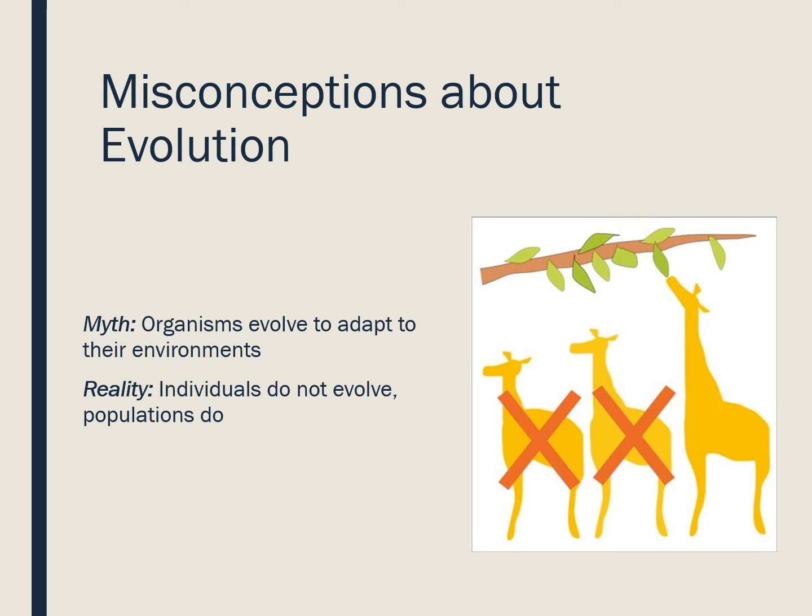Another myth: organisms evolve to adapt to their environment. In reality, individuals do not evolve, populations do. So again, the long-necked giraffe was able to pass on its traits. It had a mutation, passed on its traits, the population evolved by killing off those ones that couldn't get food, and the offspring that could get food because of their long necks survived. So our population changed and evolved over time, but the individual did not.